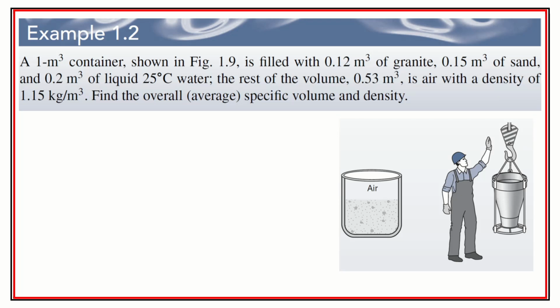All right, here's example 1.2 for class 1. I think this is like video 5 or 6. We have a 1 cubic meter container filled with 0.12 cubic meters of granite, 0.15 cubic meters of sand, and 0.2 cubic meters of liquid 25 degrees Celsius water, and the rest of this volume is air with a density of 1.15 kilograms per cubic meter. Find the overall average specific volume and density.